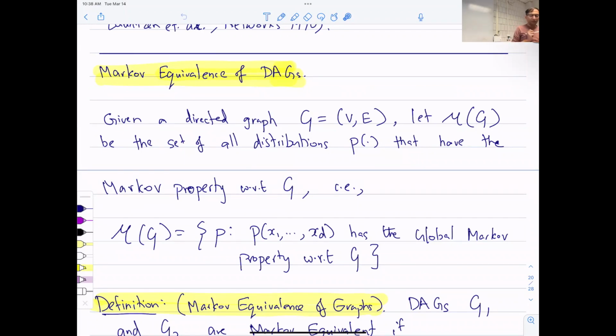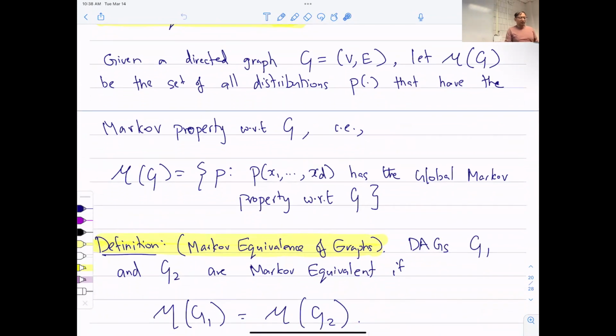So next, Markov equivalence of DAGs. I've given you a graph G. Let capital mu of G be the set of all distributions that are consistent with that graph. What do I mean? You're given a graph structure G. Look at a joint distribution P, some function of x1 through xd over the alphabet. Suppose this joint distribution has the global Markov property with respect to G. There are many joint distributions which are consistent with that graph, and that's what we are defining as mu of G.